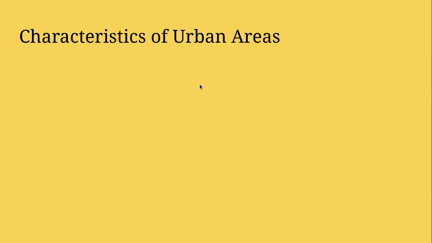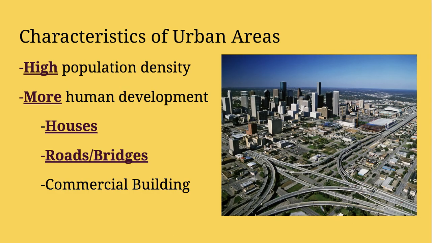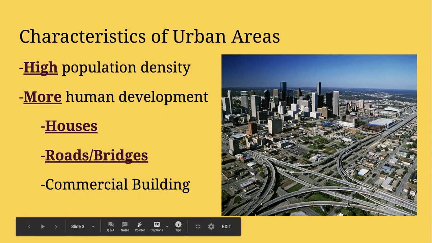So urban areas, how we characterize them, are these two things. There's high population density, so you have a lot of people in one area. Like if you go to New York City or Los Angeles, there's a ton of people in a fairly small area. People are not spread out. And there's more human development. When we say human development, we mean buildings: things like houses, commercial buildings, and roads and bridges, just like we see here in Houston.